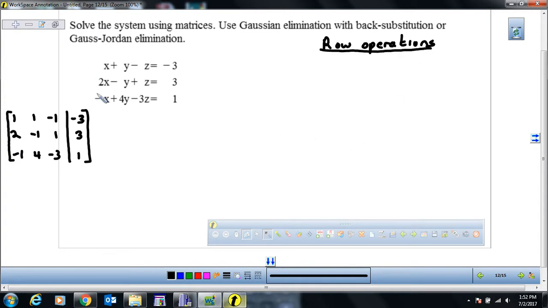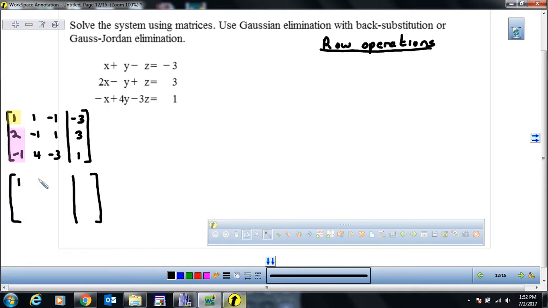Okay. First step in the process is for you to make this number into a 1. But it is already a 1. So we're going to skip that. Okay. We're going to go to the second step. Second step in the process is that I need to make the two numbers below that 1 into zeros. Now, we're going to do one at a time. Okay, so I'm going to prepare my new matrix right here.